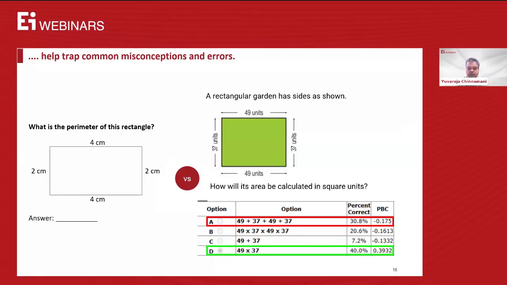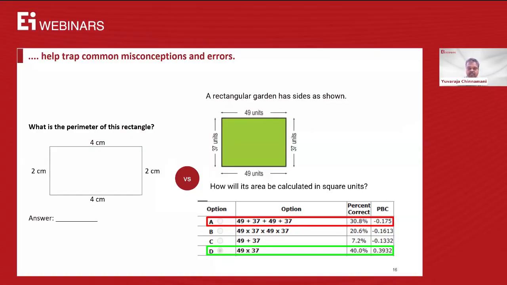We have the same perimeter question. It doesn't reveal much about how they actually understand the concept of measurement. Now compare that to the question on the right. It asks how to calculate the area of a rectangle. But notice the most common answer students gave is 49 plus 37 plus 49 plus 37. That's the perimeter and not area.